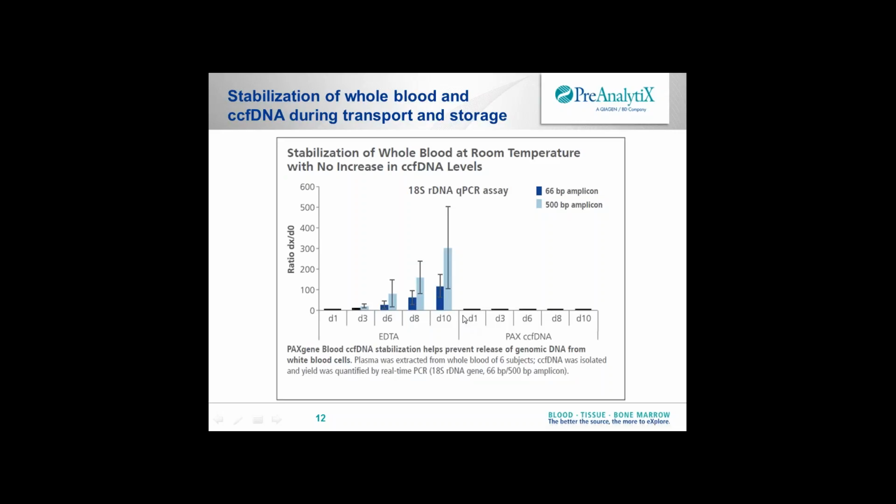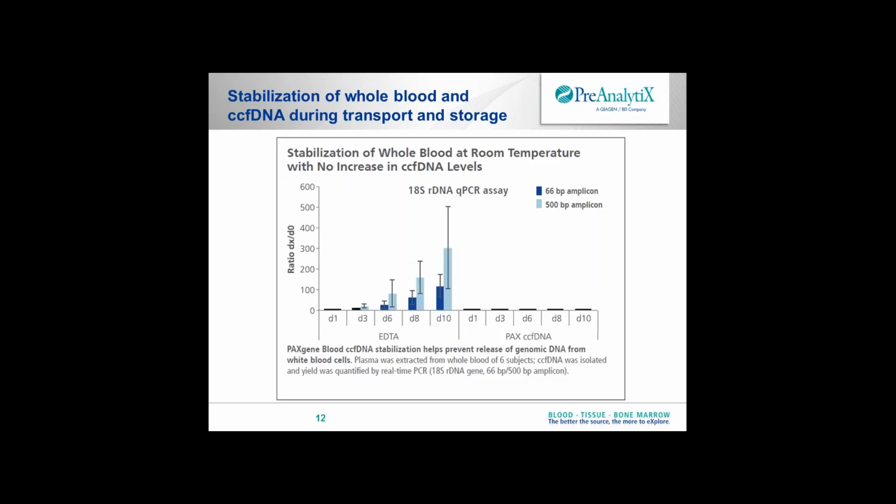And if you look at the same blood from the same donors, with plasma isolated and CCF isolated from this plasma, you see nearly no change over time up to 10 days. So again, a strong evidence and a clear picture that our new tube really prevents apoptosis from the white blood cells.